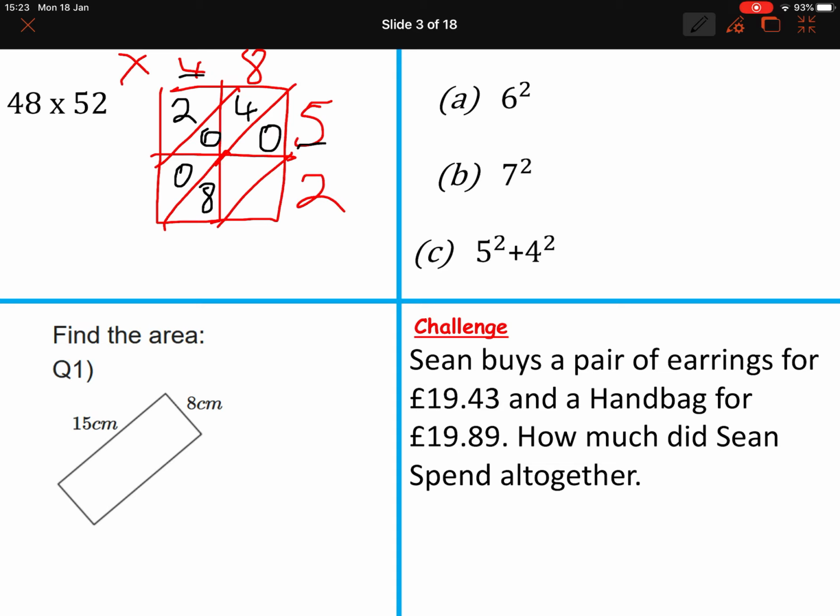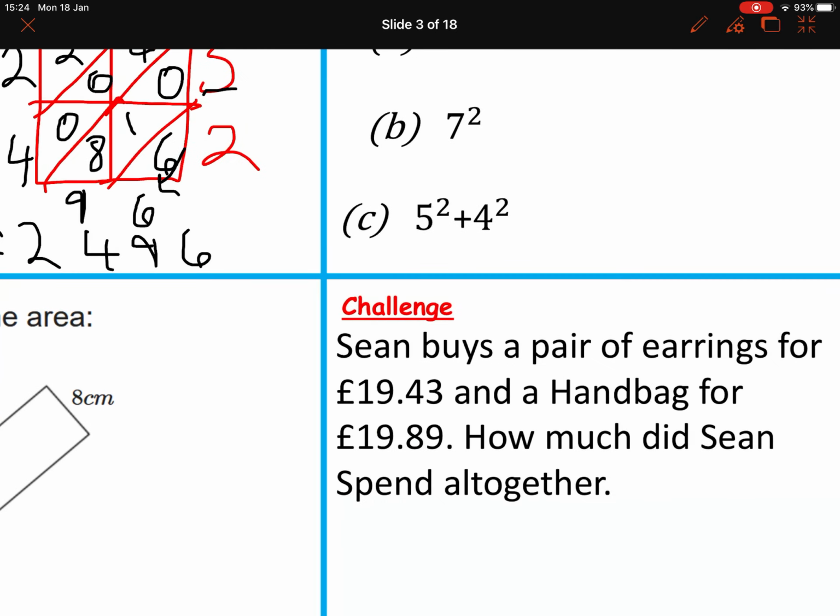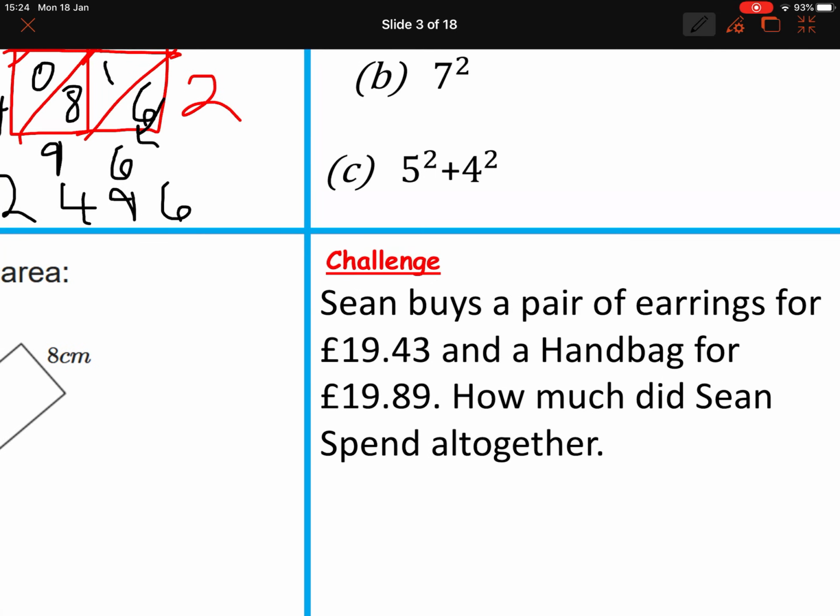Now we do the bottom boxes. So we do 4 multiplied by 2 next, which is 8. 0 there, 8 at the bottom. And 8 times 2 is 16. Okay? So now I'm going to carry the 6 downwards. So my 6 is there. 8 plus 1 is 9. 0 plus 0 plus 4 is 4. And the 2 goes right at the end here. So your answer should be 2,496. Okay? Right, let's also look at the worded question because this is something that is quite popular in the exam.